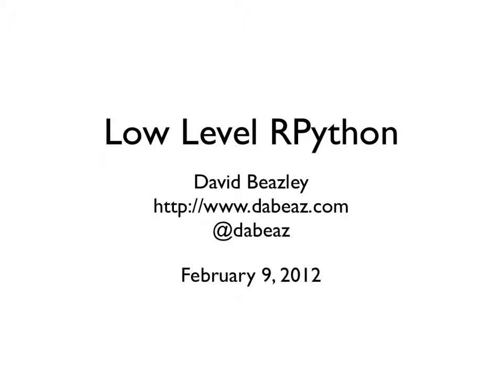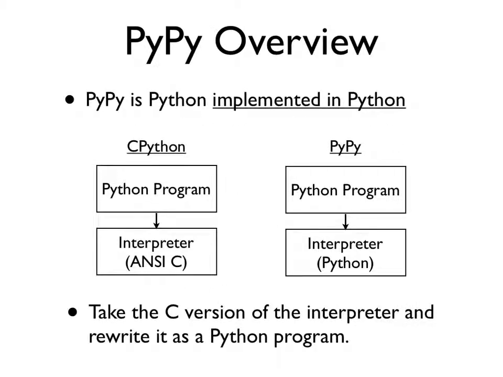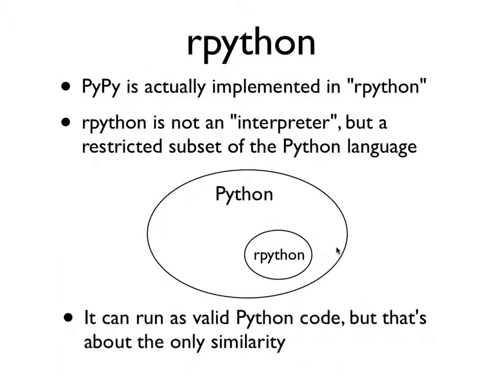Just as a recap, in case you were not at the last meeting, there's the PyPI project, which has been getting a lot of buzz because they have a version of Python that runs a lot faster than normal Python. One of the unusual things about that project is that it's essentially an implementation of Python in Python. It makes no logical sense if you describe this to somebody, but instead of writing the interpreter in C like it's normally done, it's written in Python. The key is that it's not written in full Python. It's written in a subset of Python called RPython, a highly restricted subset of the language.